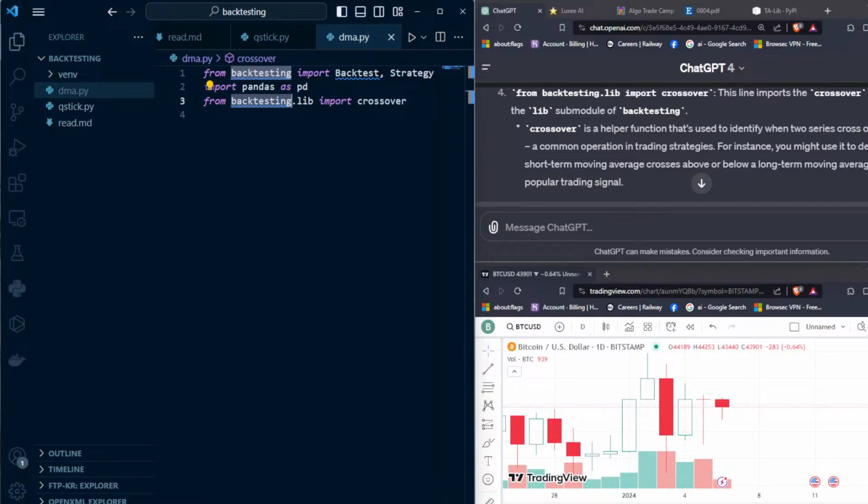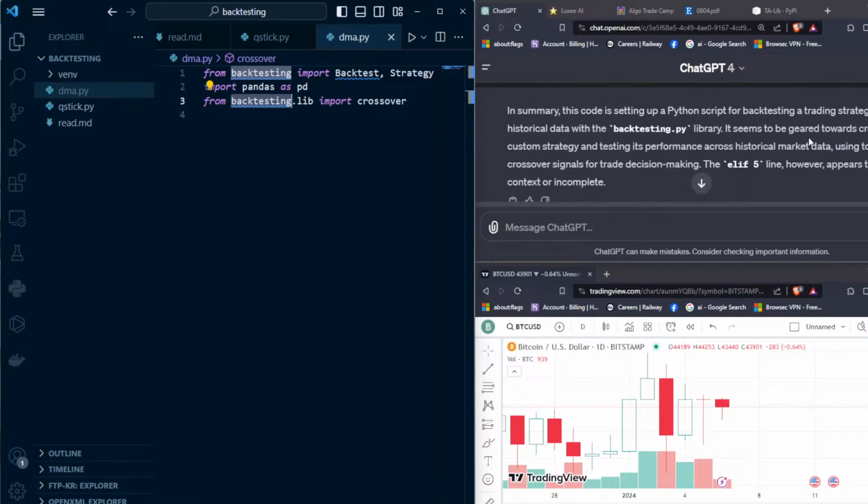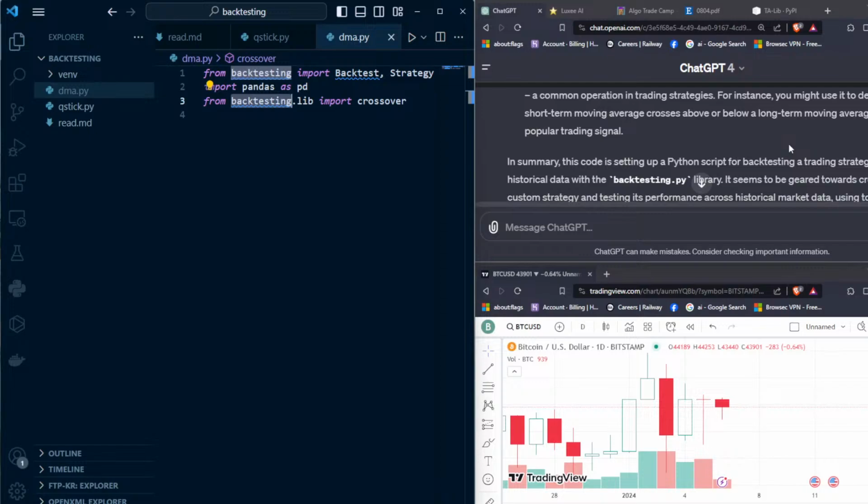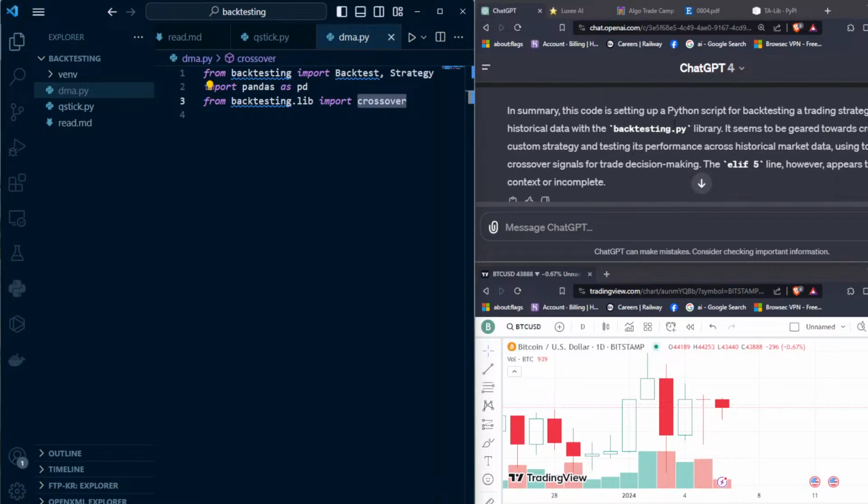Crossover is used a lot in trading strategies because you use it to detect when a short term moves above or below a long term. So when they basically cross over, you get it? The good thing about Python is most of the things are understandable in English. Like, I bet you don't know what crossover means, you know? So it's pretty easy.